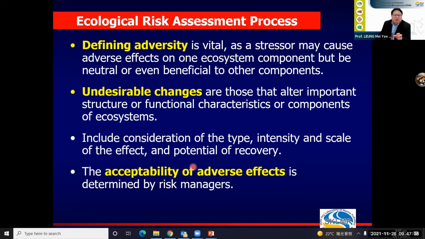If those chemicals really persist and have a higher chance to bioaccumulate in the biota, then the risk will be much higher. So all in all, the risk managers or the government must decide what is acceptable, the acceptability of the adverse effects, okay? This will form the basic baseline for the whole risk assessment process.